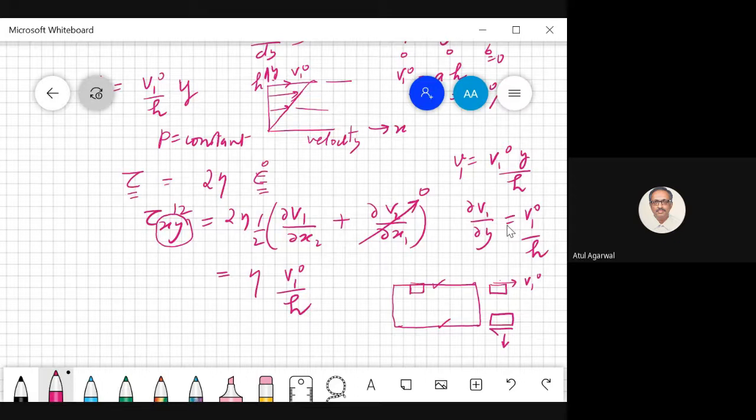So what is happening at this surface? Positive shear stress means this is the direction. This is the top surface of the fluid. This is the bottom surface of the fluid. On the bottom surface of the fluid, the force has to be like this for the shear stress to be positive. Can you see this?